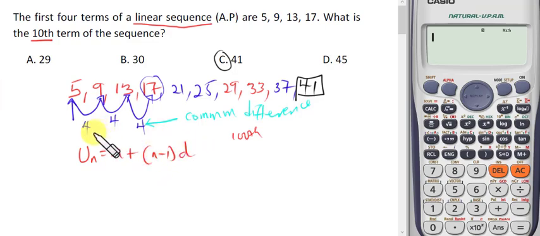So now let us look at this. Small a is the first term, n is the term that we're looking for, and d is the common difference. So that means that if we are asked to find the 10th term, then we have to write u10, which means n is now 10 here.